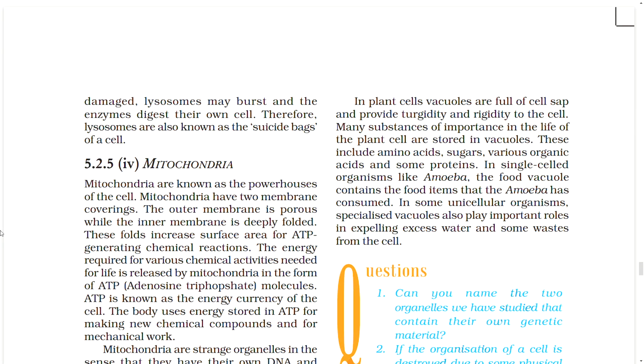In plant cells, vacuoles are full of cell sap and provide turgidity and rigidity to the cell. Many substances of importance in the life of the plant cells are stored in vacuoles. These include amino acids, sugars, various organic acids, and some proteins. In single-celled organisms like amoeba, the food vacuole contains the food items that the amoeba has consumed. In some unicellular organisms, specialized vacuoles also play an important role in expelling excess water and some waste from the cell.